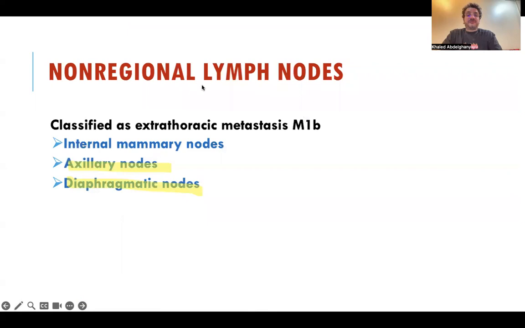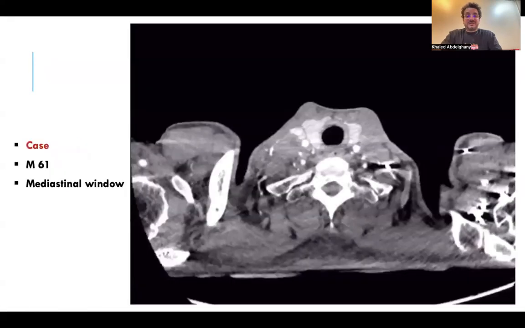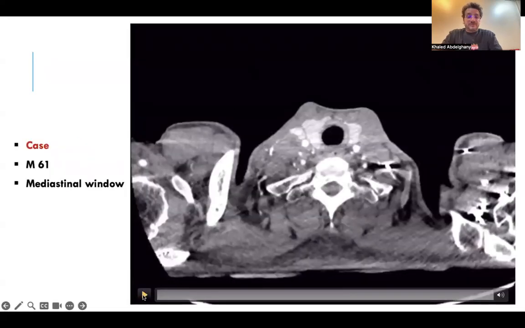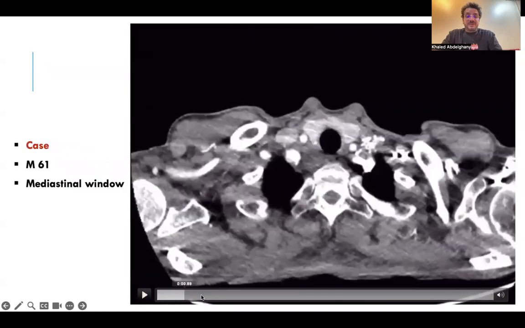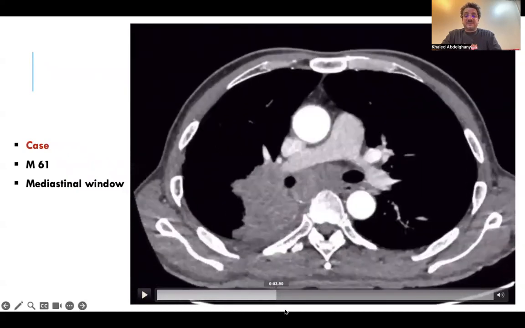What are the non-regional lymph nodes? You can find the full details of regional and non-regional lymph nodes in the nodal map and the nodal staging. Here, we can say that these are considered extrathoracic metastases, and they are internal mammary or internal thoracic lymph nodes, axillary lymph nodes, and diaphragmatic lymph nodes. We have already also diaphragmatic lymph nodes in our case. Let's see them. So either single or multiple non-regional lymph nodes is considered M1B.